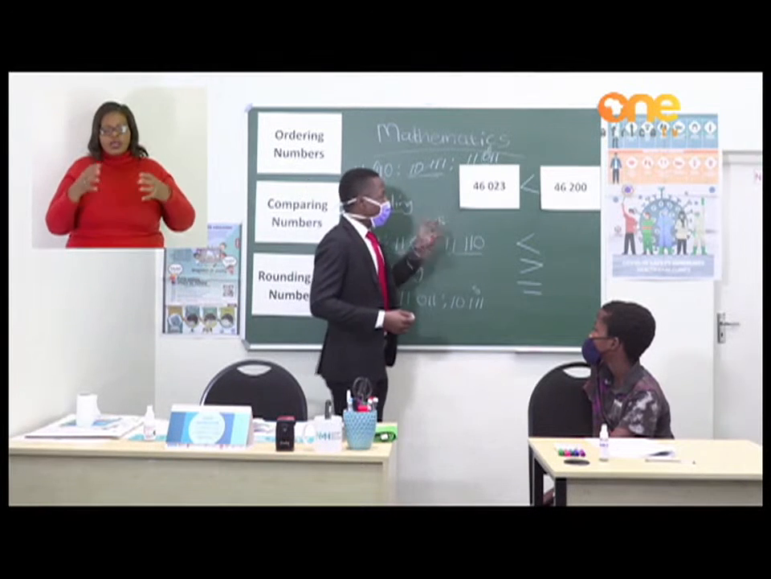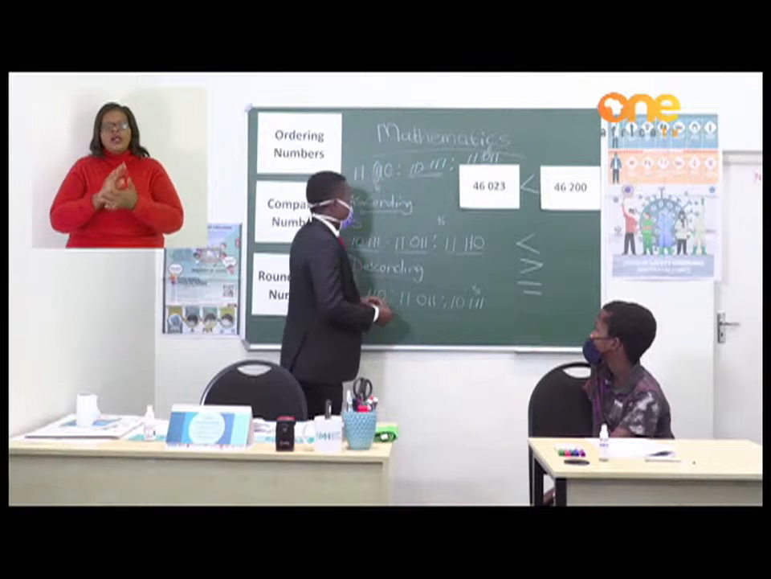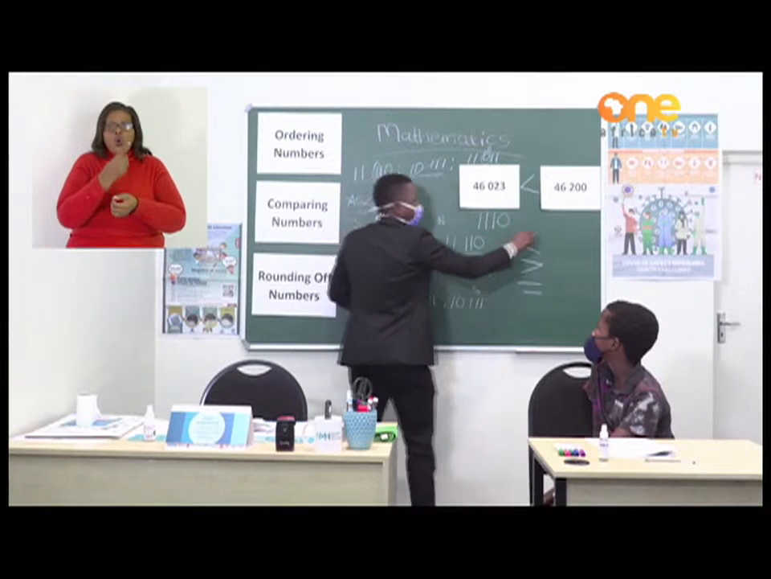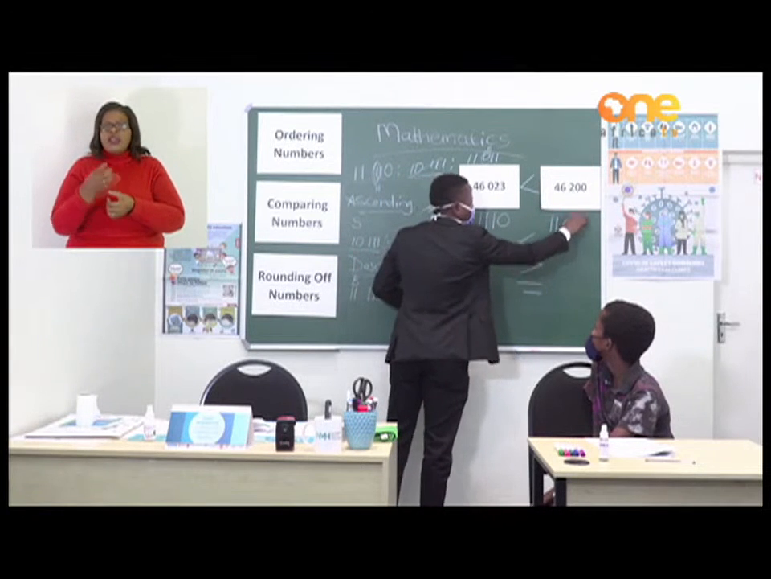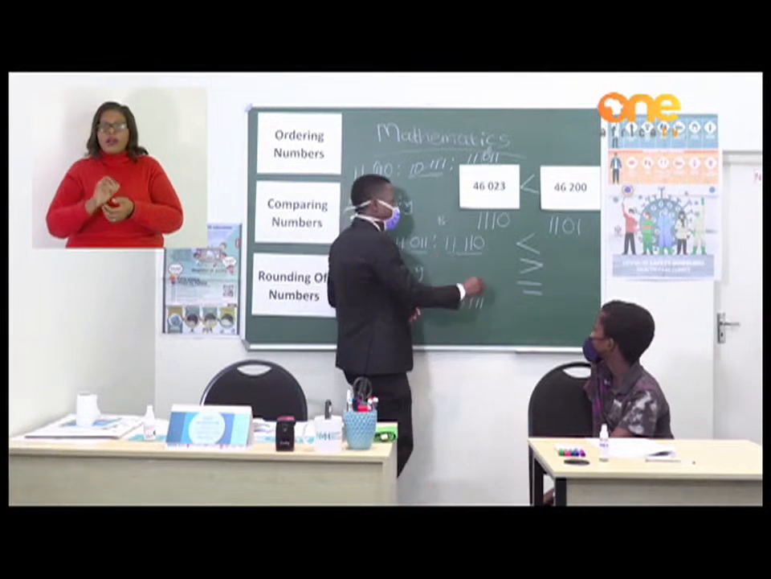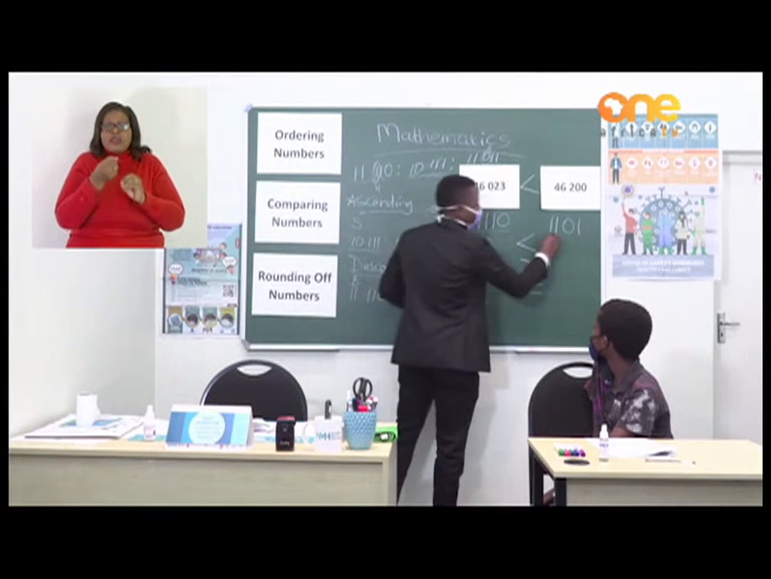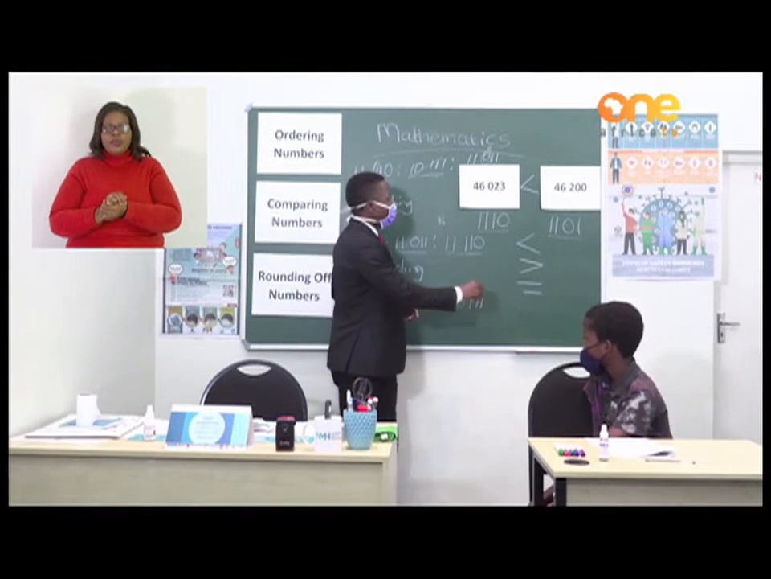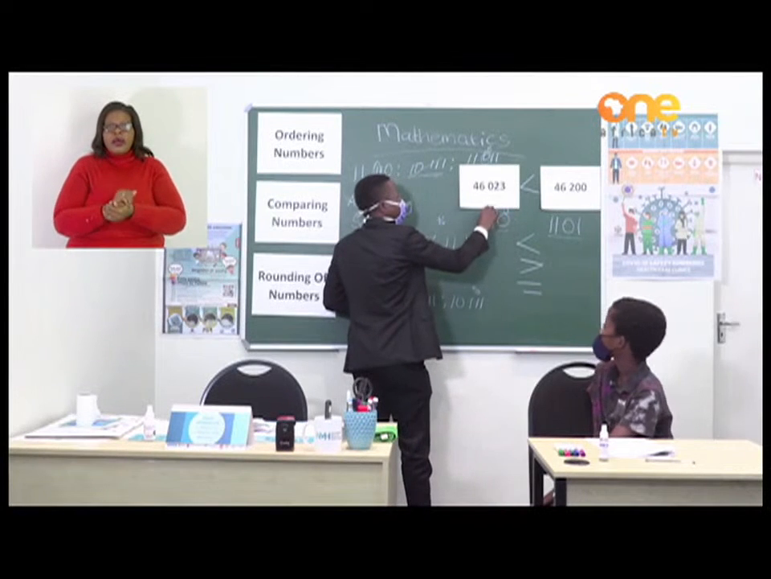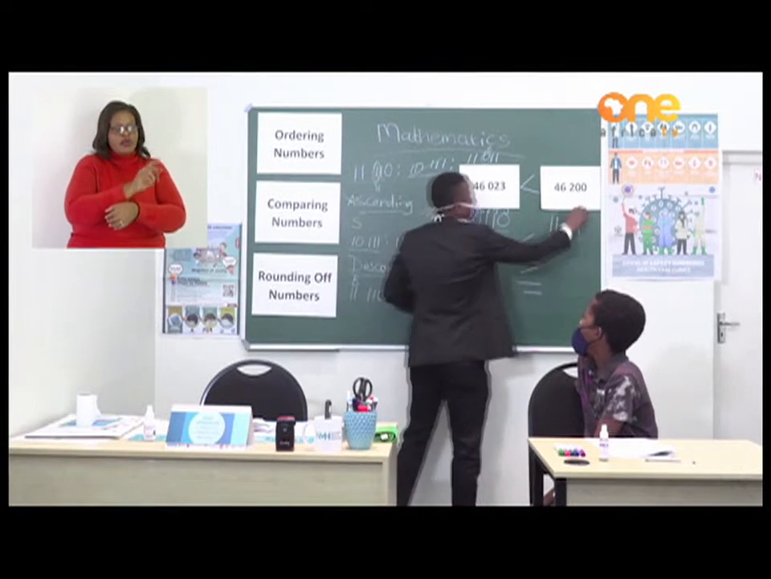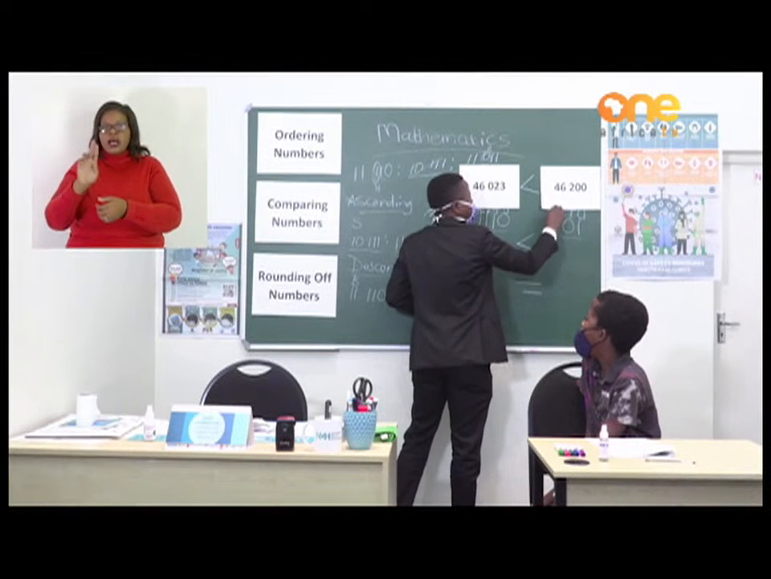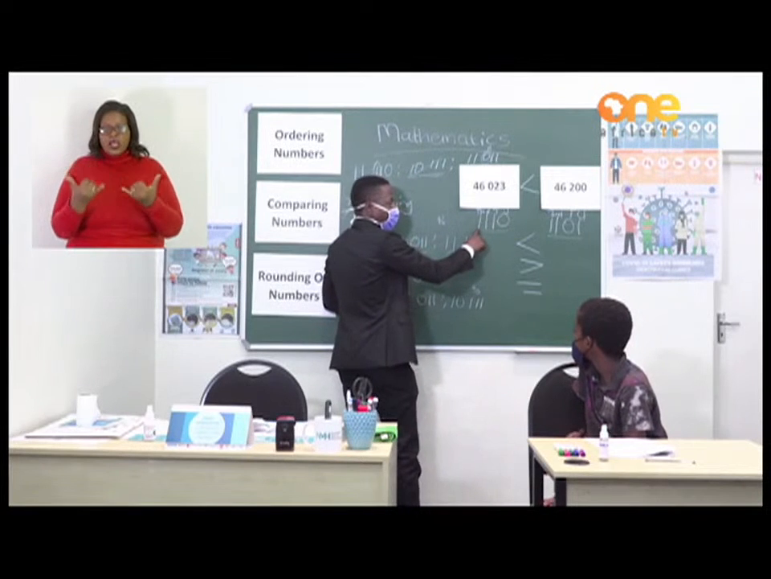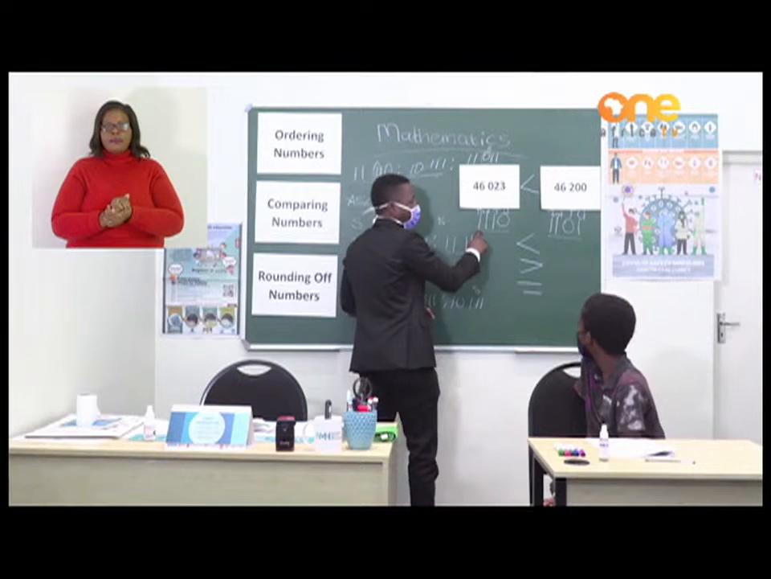So in most cases, some numbers are confusing. They may come in this manner. You might have 1, 1, 1, 0, and then you have 1, 1, 0, 1. How many digits do you have here? I have 4. How many digits you have here? You have 4. And then to compare, this is unit, 10, 100, and 1,000. Let us start comparing, starting with the first digit here, 1,000. You have 1, you have 1.